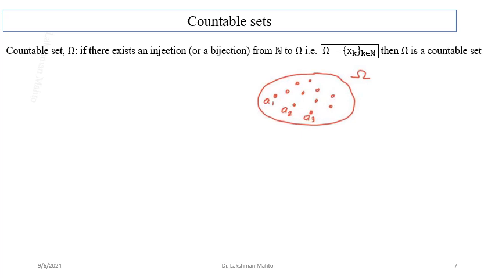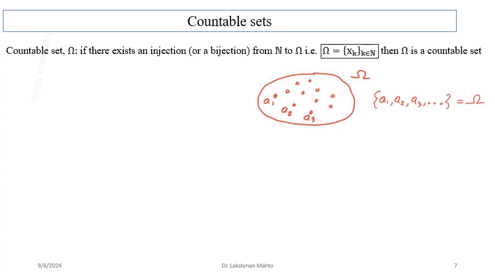The example I am taking here: take omega this way. How many points are there? I don't know, it is not given. Don't say infinite, there are various points. If you are able to put a sequence, like A1, A2, A3, A4, A5, like that, if you are able to do that sequencing, that means you are able to write omega in terms of a sequence.